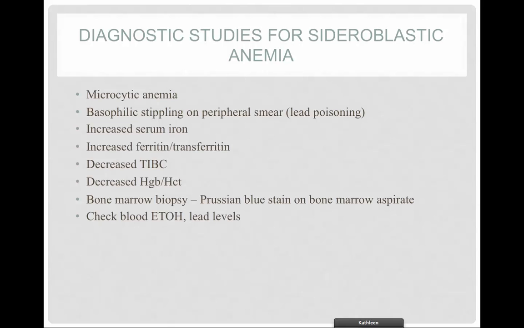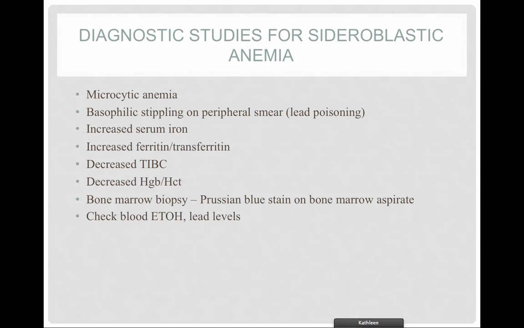Diagnostic studies for sideroblastic anemia: microcytic anemia, basophilic stippling on peripheral smear; lead poisoning can cause that. Patients are going to have increased serum iron, increased ferritin and transferrin, decreased total iron binding capacity, decreased hemoglobin and hematocrit. Bone marrow biopsy will show Prussian blue stain on bone marrow aspirate.